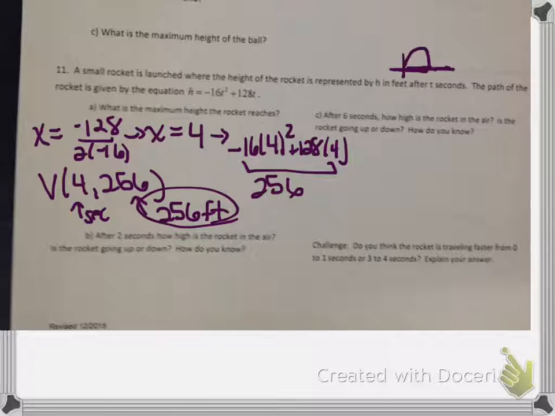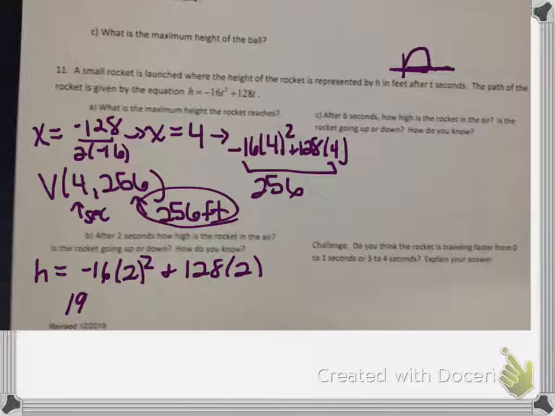Now it says after 2 seconds, how high is the rocket in the air? So now what I'm going to do is take 2 seconds and plug it in. h is equal to negative 16 times 2 squared plus 128 times 2. And I'm going to plug that in my calculator, and I get 192 feet.